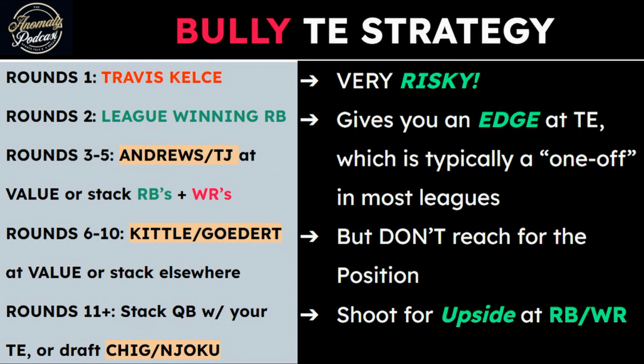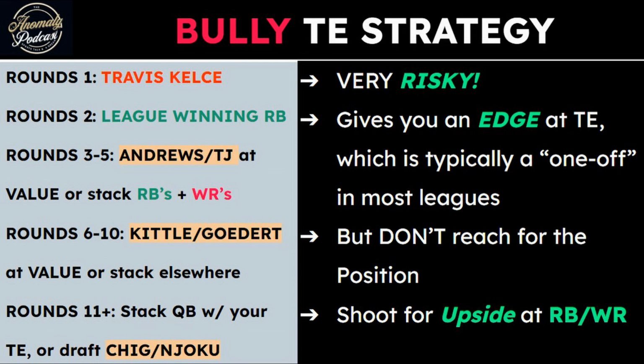But in rounds 3 through 5, you're going to be looking for either Mark Andrews or TJ Hockenson at the best value. So if that's Mark Andrews in the middle of the 3rd, the end of the 3rd, or even the 4th round for Mark Andrews. Same thing with TJ Hockenson. In this range, you want to just get one of those guys, or both even, at the best value, right? That's basically the overall premise of this strategy.